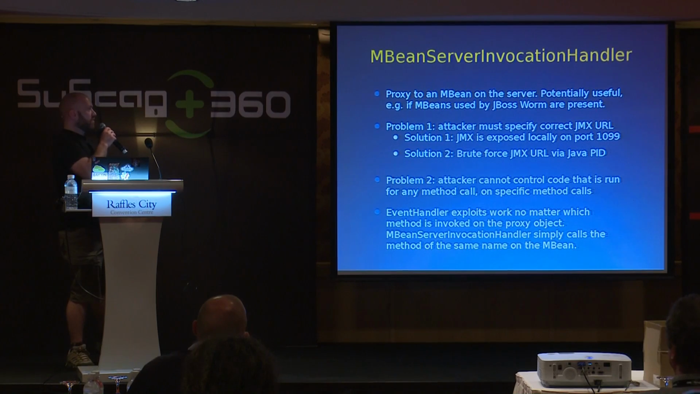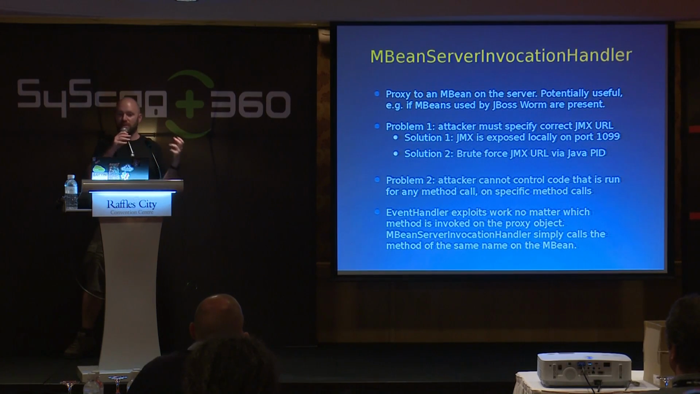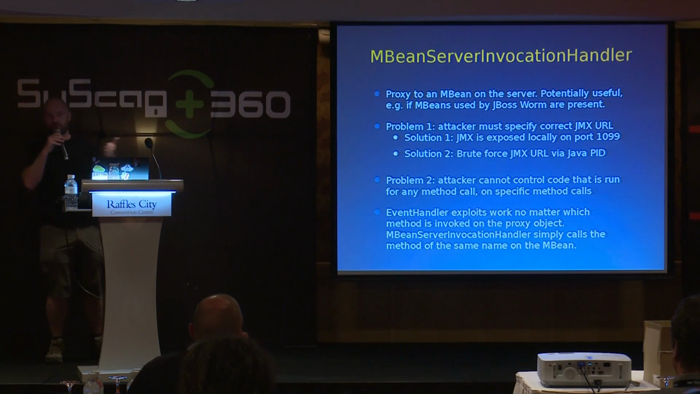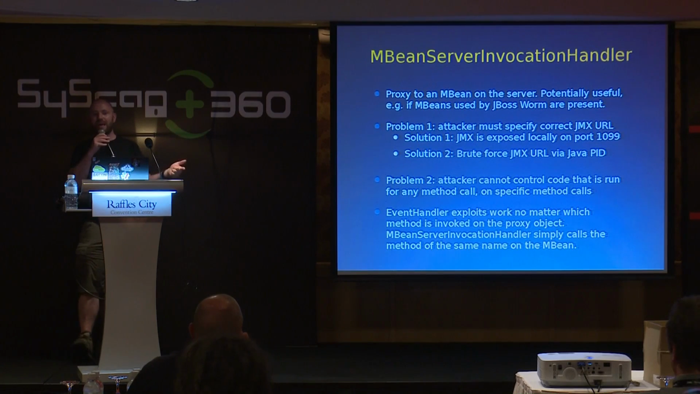So the MBeanServerInvocationHandler is a proxy to an MBean or managed bean. A managed bean is a deployed object in a Java application server container. And a lot of these Java application server containers have MBeans deployed by default that do nasty things like deploy war files, or upload files, or delete deployed payloads and so on. So step one, you have an exploitable MBean deployed, highly likely if you're looking at a JBoss server, WebLogic server, or something. Step two, you have to specify the correct JMX URL to get to that MBean.